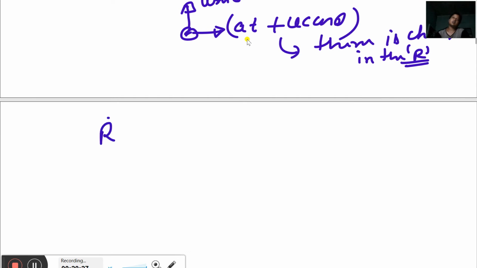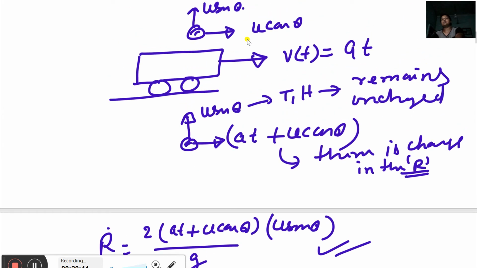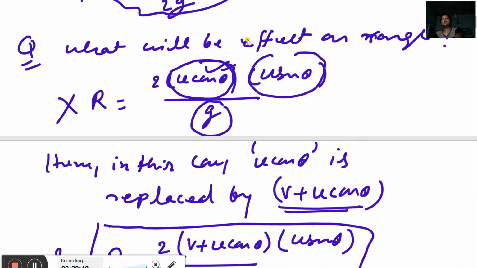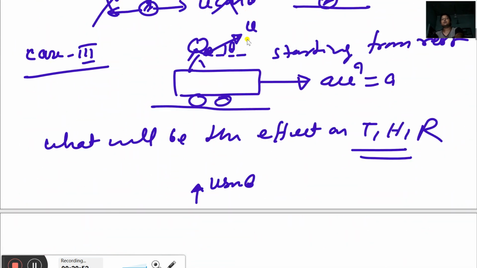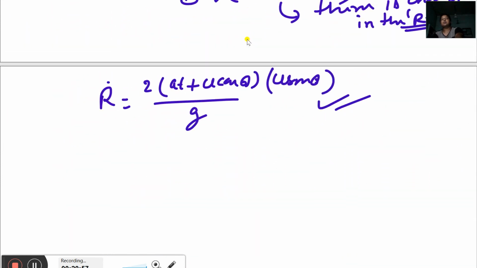We all know range formula: 2 times (at plus u cos theta), the horizontal component, multiplied by the vertical component, divided by g. This is the range in this case. So if trolley moves with constant speed or accelerated speed, we can calculate the greatest height, time of flight, range, and even their trajectory.